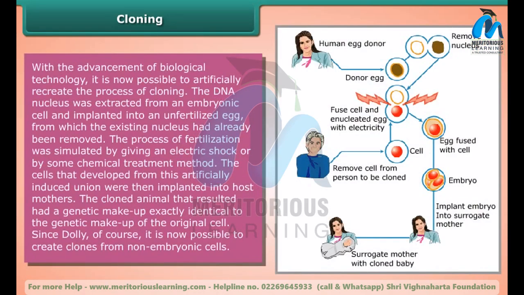With the advancement of biological technology, it is now possible to artificially recreate the process of cloning. The DNA nucleus was extracted from an embryonic cell and implanted into an unfertilized egg from which the existing nucleus had already been removed. The process of fertilization was stimulated by giving an electric shock or by some chemical treatment method. The cells that developed from this artificially induced union were then implanted into host mothers. The cloned animal that resulted had a genetic makeup exactly identical to the genetic makeup of the original cell. Since Dolly, of course, it is now possible to create clones from non-embryonic cells.